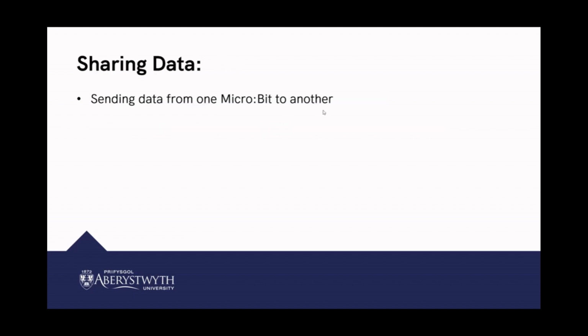Another example is you might want them to share data. This is something we're going to cover a bit more in a few weeks' time. We're going to be looking at sending data from one micro:bit to another. So, for example, if you're using them in an experiment, you wanted to send temperature data or sound data or acceleration data from a micro:bit being used in an experiment to the one plugged into the computer that's producing the graph.